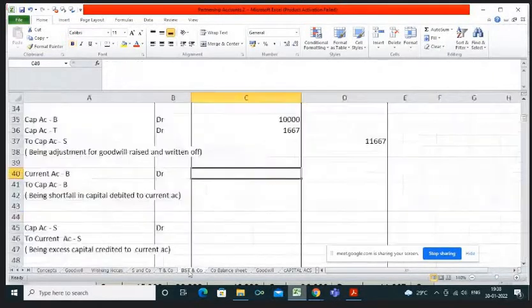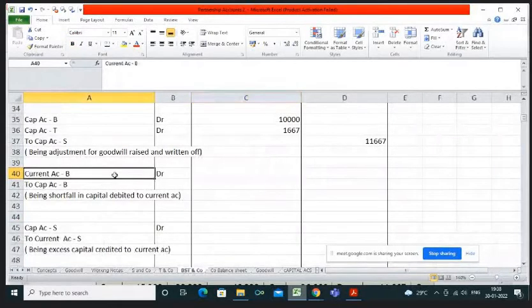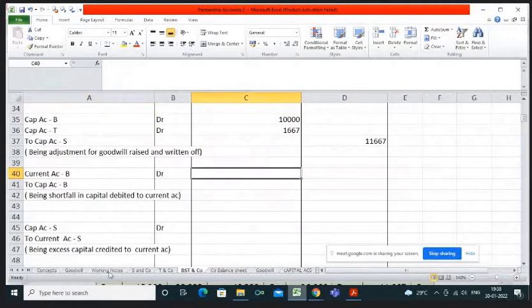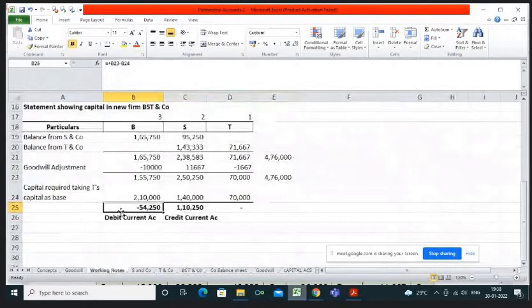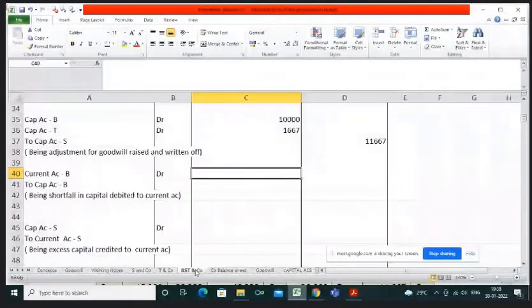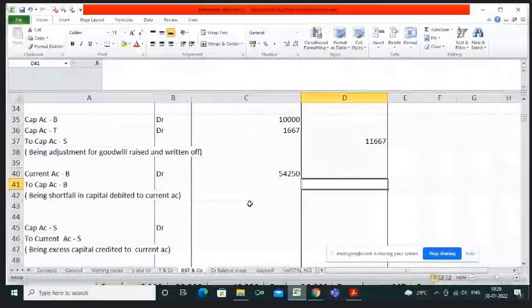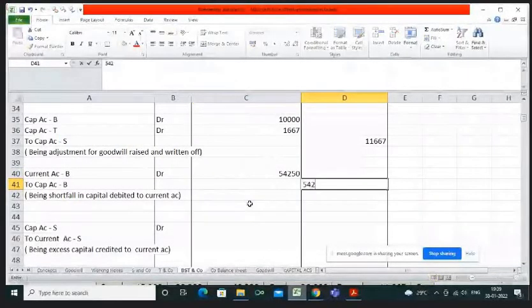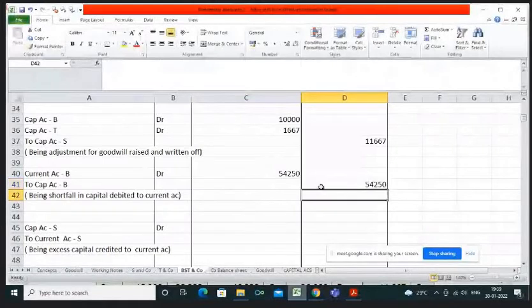So in the BST account, I will write current account of B. How much should I debit? Current account of B, I should debit an amount of 54,250. Where the credit goes to the capital account of Mr. B, 54,250. So now capital will increase sufficiently.